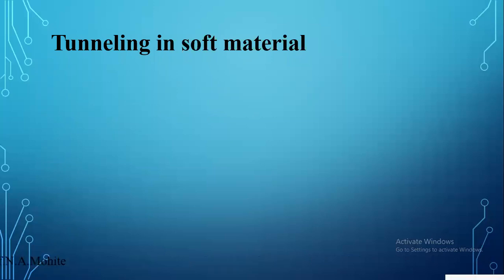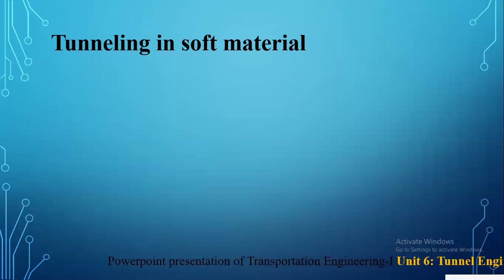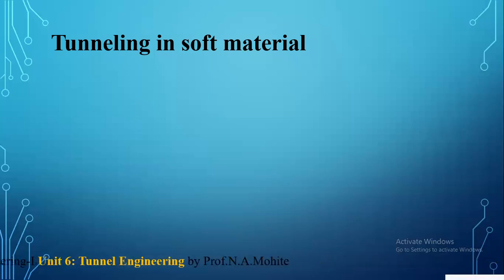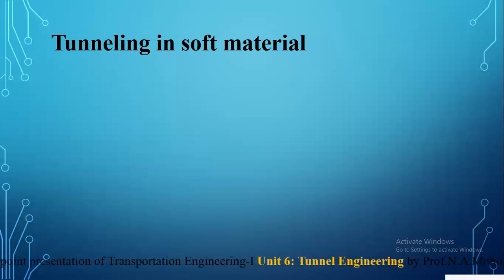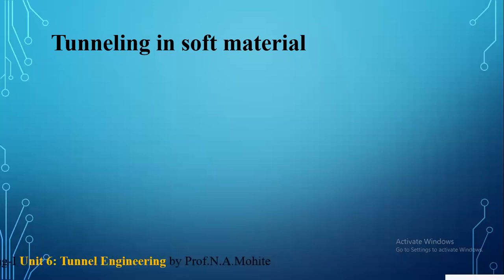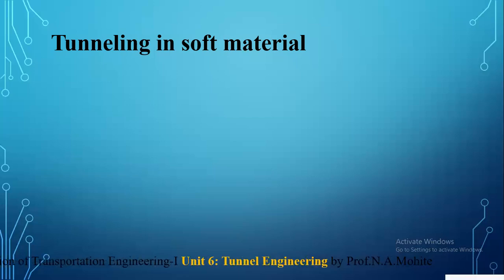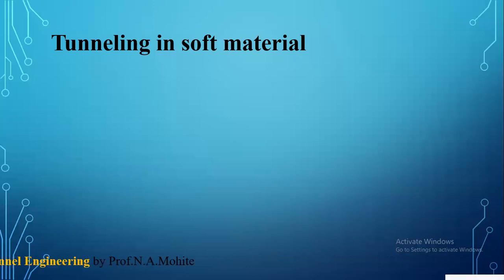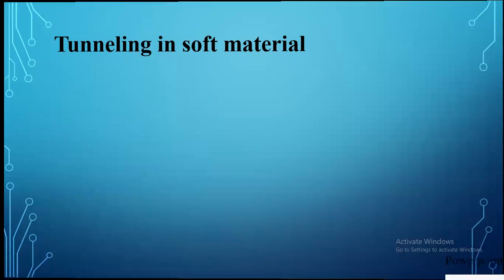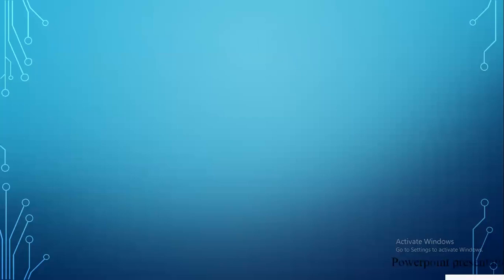You should go with the steel liner plates, and care should be taken to ensure that all the struts are sufficiently strong to bear the pressure coming on them. Whatever supports we place should be strong enough to sustain the pressure coming from the soft material. The method to be adopted depends upon the type of ground. So that was the introduction to tunneling in soft material or soft ground. Now we'll see the methods.